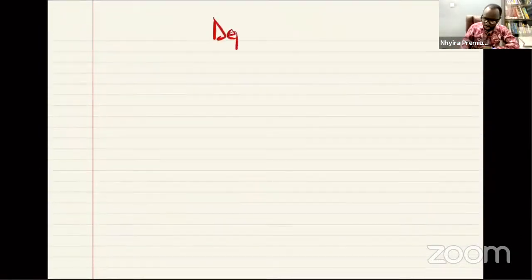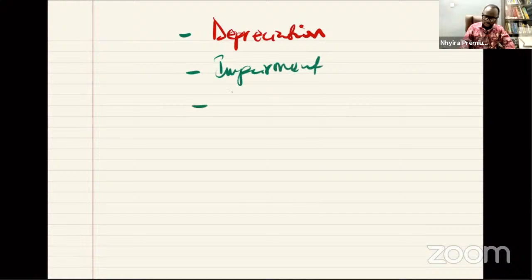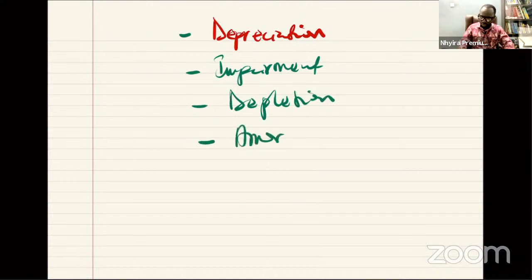So let's go. Depreciation. Now, if you're a follower of my work, you know that when I'm talking about depreciation, I don't just talk about depreciation, because there are four things you must know about. There is depreciation, there is impairment, there is depletion, and there is amortization. You must know these four things off head. As a good financial accountant, or as a good corporate reporting student or financial reporting student, you must know this very well in relation to that.